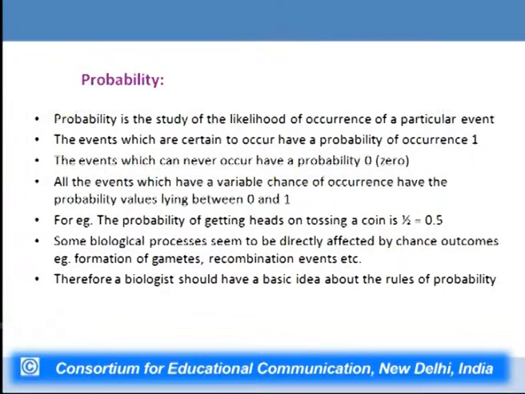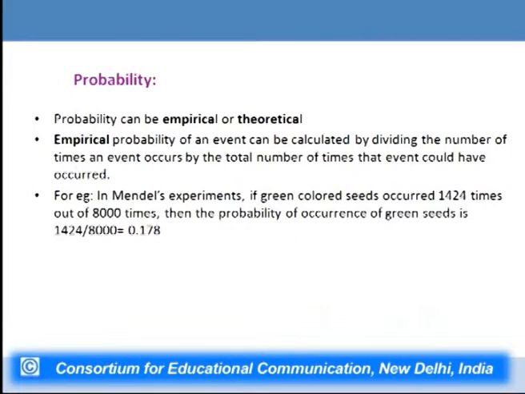Some biological processes seem to be directly affected by chance outcome. These processes are, for example, formation of gametes, recombination events, etc. So a biologist must have the knowledge of calculating probability for these events. And in today's lecture, we'll be getting the basic idea of probability calculation. The probability can be either empirical or theoretical. Empirical probability of an event can be calculated by dividing the number of times an event occurs by the total number of times that event could have occurred.